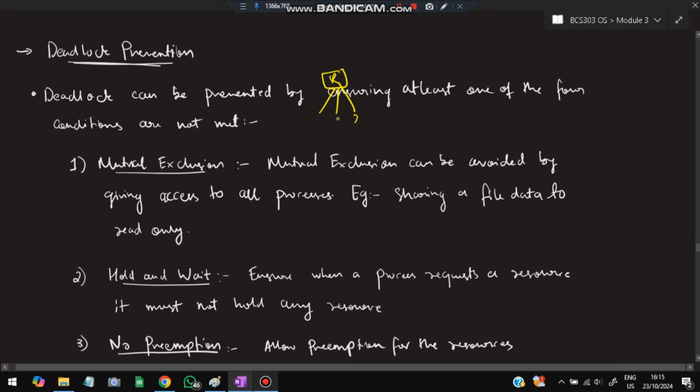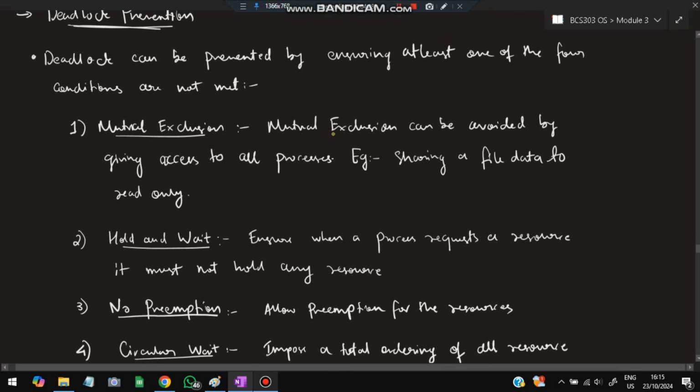But that will not be always possible. This can only be possible when it is read only, because all the processes can read a resource without changing it, so there is no problem in that. But apart from this, mutual exclusion is not possible, because it will cause inconsistency in data if multiple processes start to edit the same data.